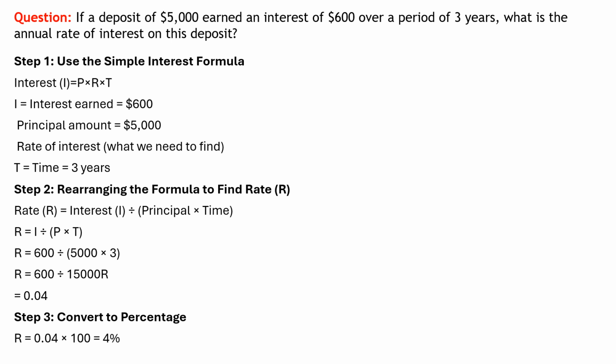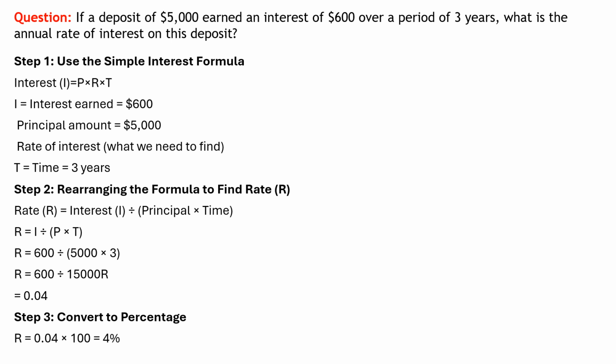The question is given here. If a deposit of $5,000 earned an interest of $600 over a period of 3 years, what is the annual rate of interest on this deposit? In this question, the initial principal amount of the deposit is given, that is $5,000. The total amount of interest earned on the deposit is also available, that is $600. The time period of investment is also available in the question, that is 3 years. So therefore, P is available, I is available, and T is available.